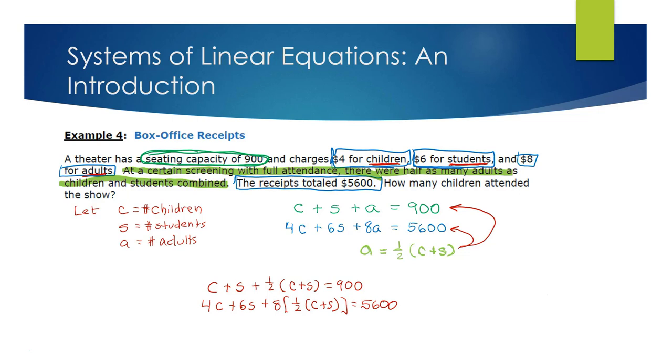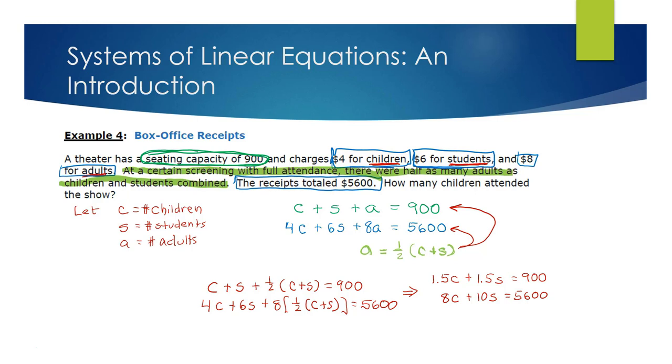So I'm plugging the 1/2 (C plus S) in for A. In the top equation, A is just replaced with 1/2 (C plus S). Same thing in the second equation, but since the A was multiplied by 8, I have the A being multiplied by 8. As a result, the first equation, if I simplify it, becomes 1.5C plus 1.5S equals 900. And the second equation, once I do my 8 times a half and add like terms, is 8C plus 10S equaling 5,600.